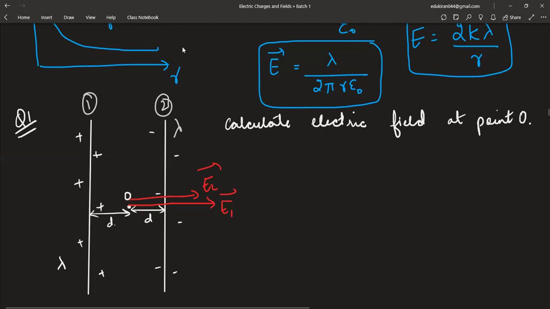Why do we have to add both? Because they are in the same direction. So for the net electric field, we'll be adding E1 plus E2.